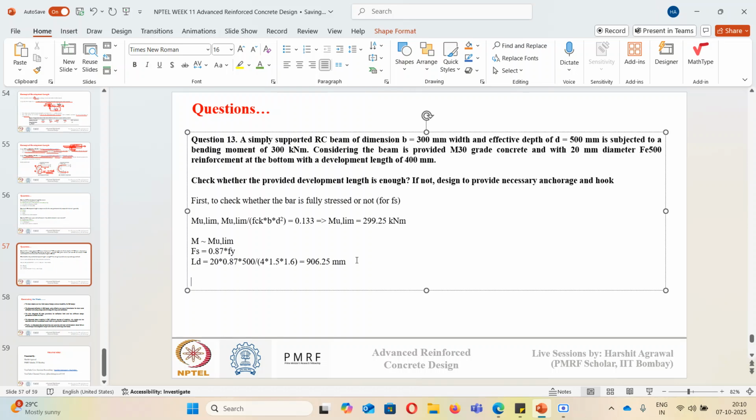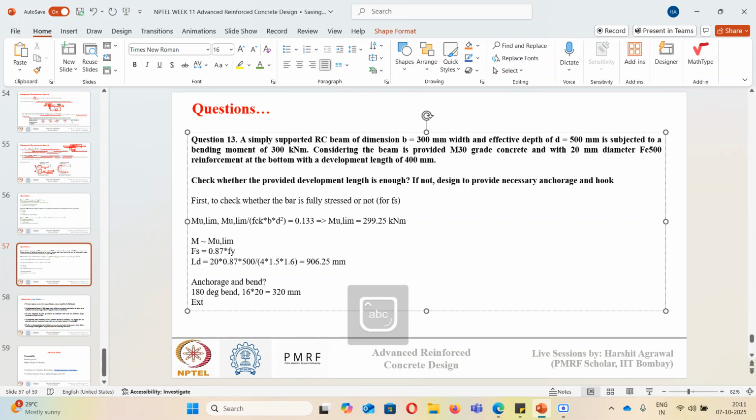So how can I increase it? I will provide anchorage and bend. How do we design for such a thing? I will assume I am providing a 180-degree bend. When I provide a 180-degree bend, the development length increases by 16 times diameter, so 16 times 20 is 320. So that is the additional anchorage, the extension.